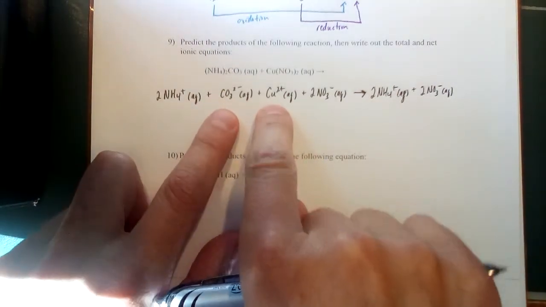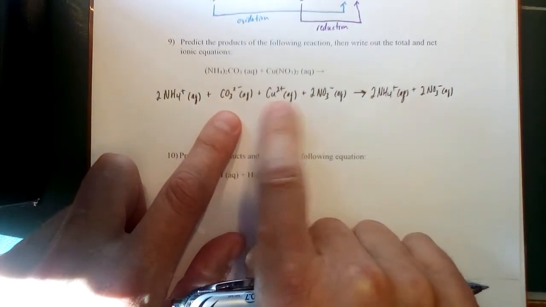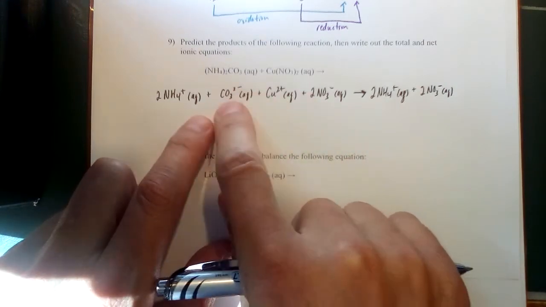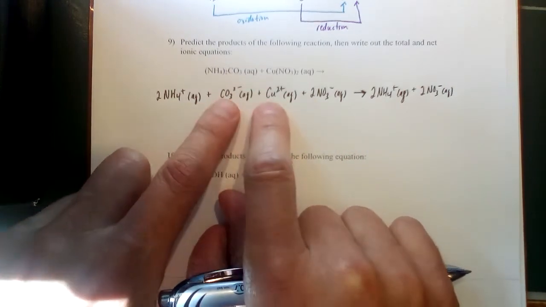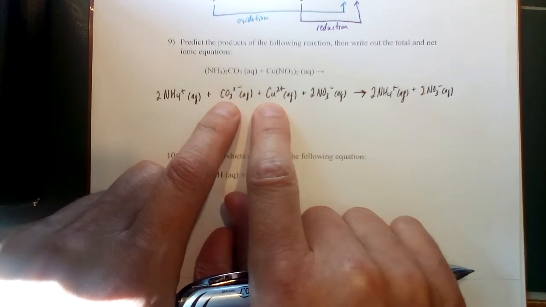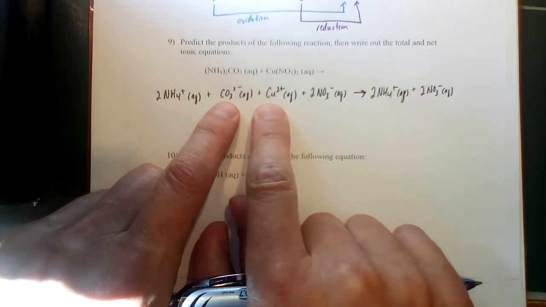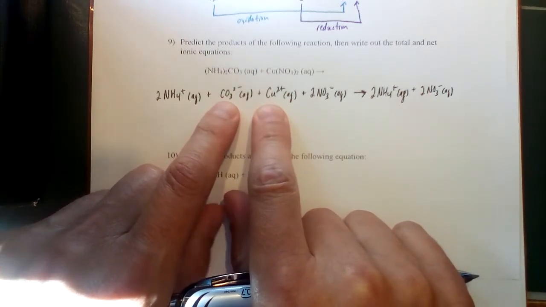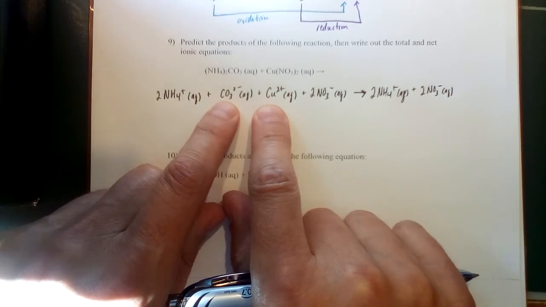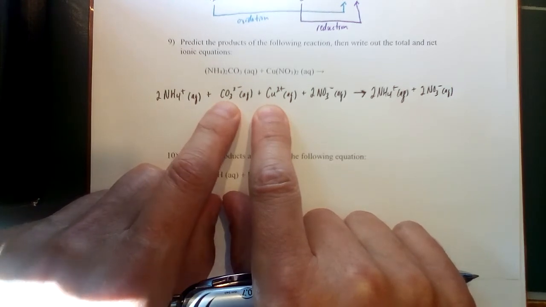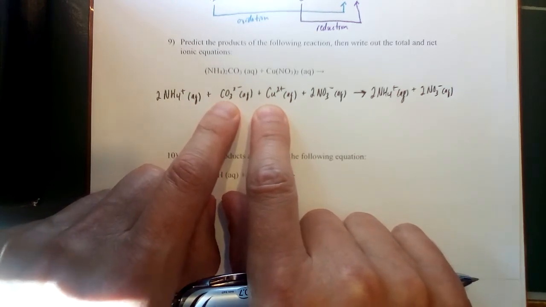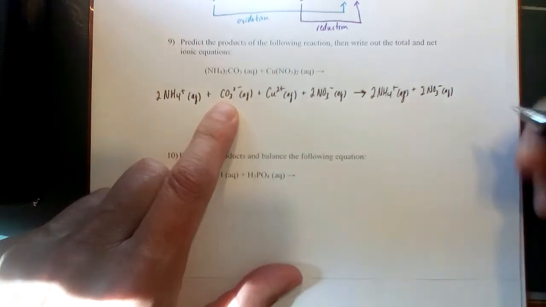The copper, the other cation here, was soluble with nitrate, but now it has a chance to interact with carbonate, and that in fact is going to be our solid. The rule for carbonates is they're usually insoluble. The exceptions are the first row metals, lithium, sodium, potassium, and ammonium as well. So copper carbonate is our solid.